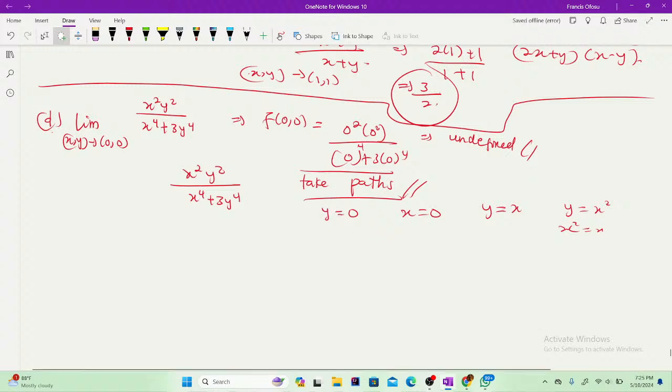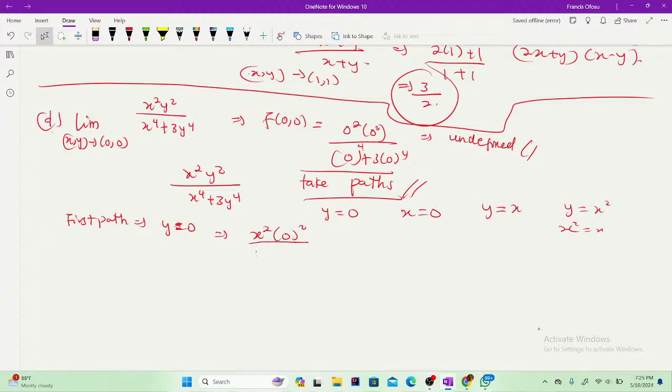So now, this is what you're going to do. You're going to take our first path. So the first path will be when y is equal to 0. So when y is equal to 0, what do I get? I'm going to get an expression of x squared multiplying 0 all squared all over x to the power 4 plus 3 multiplying 0 to the power 4. So this gives me what? Realize that when we take the path y equals 0, obviously the numerator will be 0 and we're getting 0 over x to the power 4, which is 0.